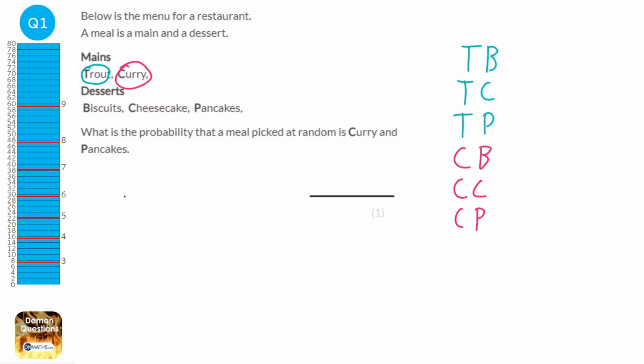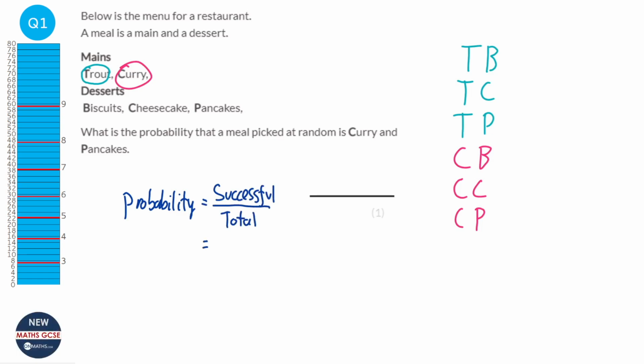Now, to work out the probability, it's the amount of successful outcomes over the total amount of outcomes. So successful for this is a curry and pancakes. So curry and pancakes is a successful outcome, so it's just one. The total amount are 1, 2, 3, 4, 5, 6. So the chance of me picking at random a curry and pancakes is 1 over 6.